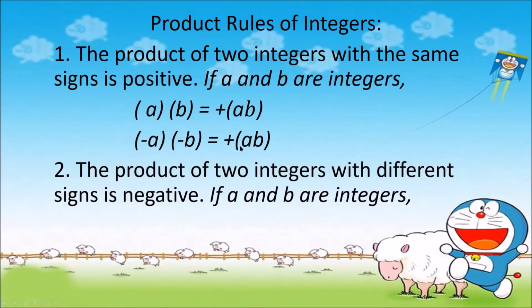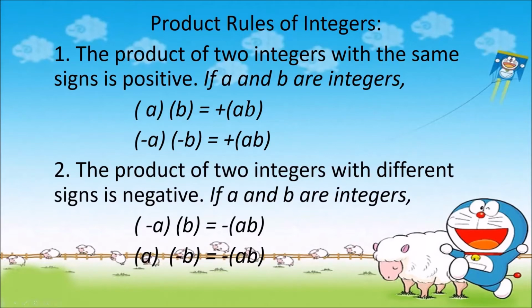Number 2, the product of two integers with different signs is negative. If A and B are integers, for example, negative A times positive B is equal to negative AB. The signs are not the same, so the product sign is negative. Another example, negative 2 times positive 3 is negative 6. Positive A times negative B is equal to negative AB because the signs are not the same. Another example, positive 2 times negative 3 is also equal to negative 6.